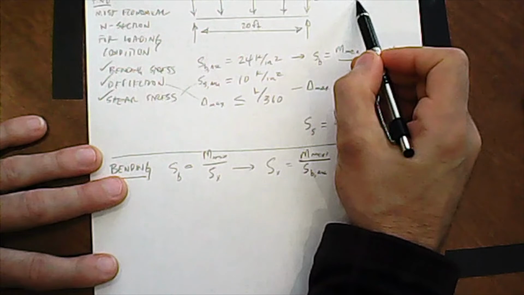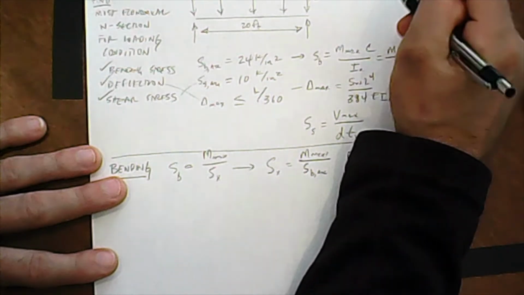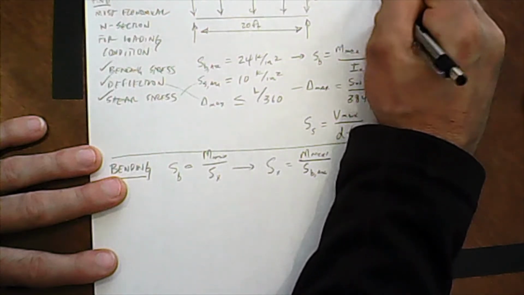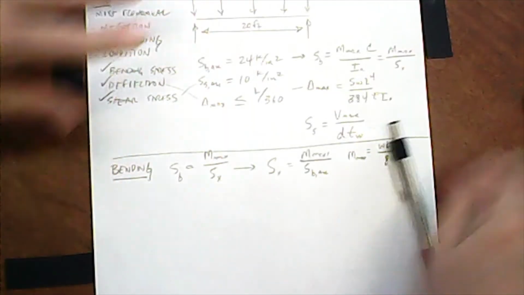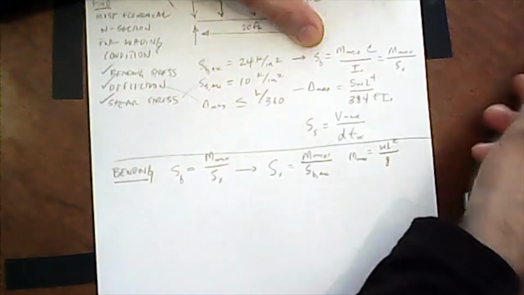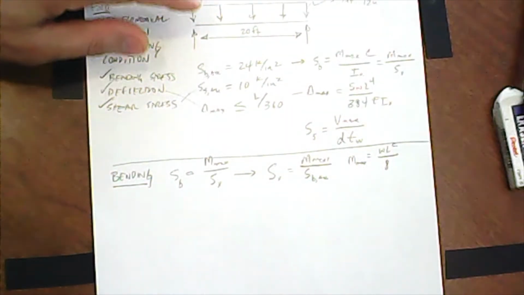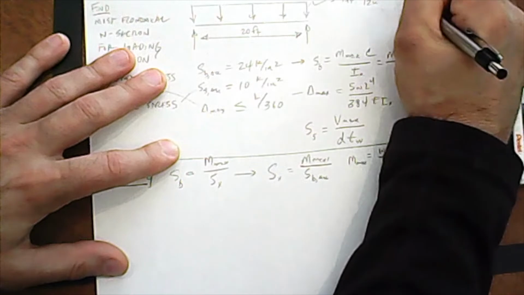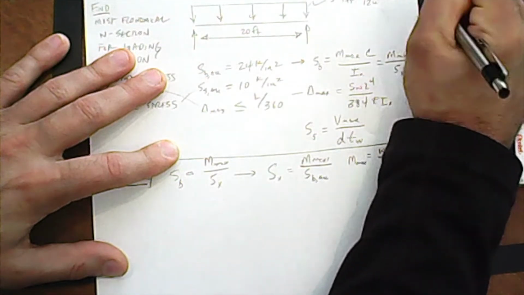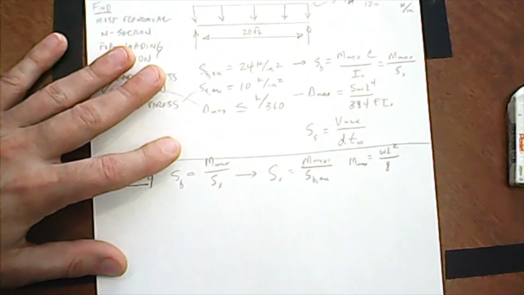And as far as our W goes, we don't like the feet, do we? So let's go ahead and change that to 1 foot over 12 inches. I was squaring it, wasn't I? 1 foot over 12 inches, and 5 divided by 12 is 0.417, and that's kips per inch, because the feet go away.